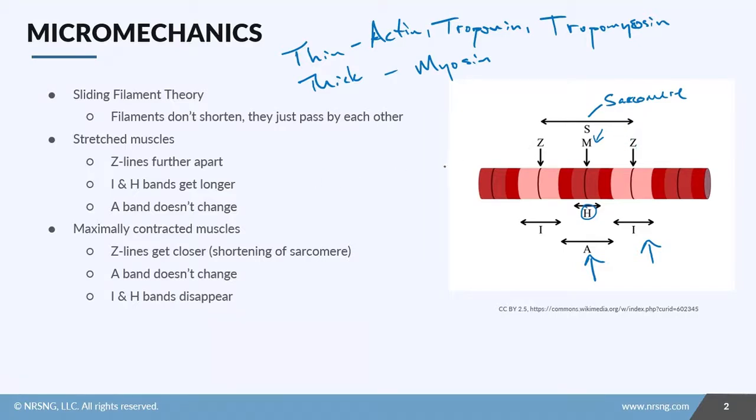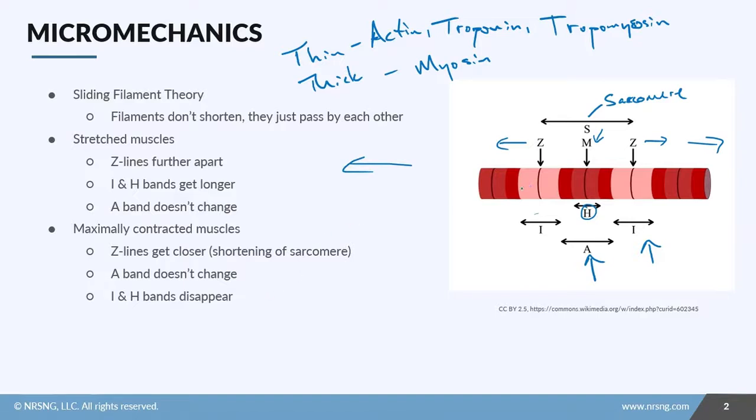And when your muscles get stretched out, think about it, we want to try to make this as long as possible. What happens is that your Z-lines go out and they get further apart. Your I and H bands don't get longer, and your A band doesn't change. Between stretch and maximally contracted, your A band isn't going to change at all. It's that you're going to have changes within your I and H band.